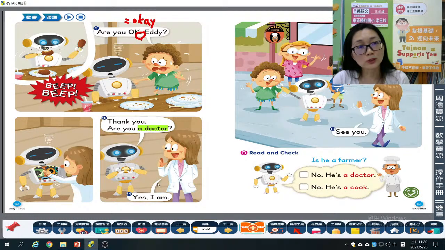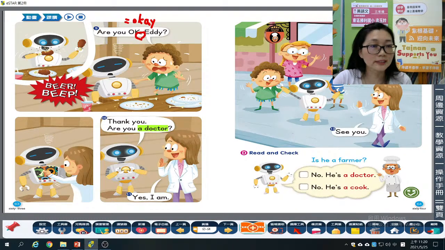Okay, and then the next page. Eddie is eating, and then suddenly, beep, beep, beep. And they say, "Are you okay, Eddie?" And then after the doctor fixes it, "Thank you. Are you a doctor?" "Yes, I am." Of course she's a doctor. And then everyone says goodbye. See you.